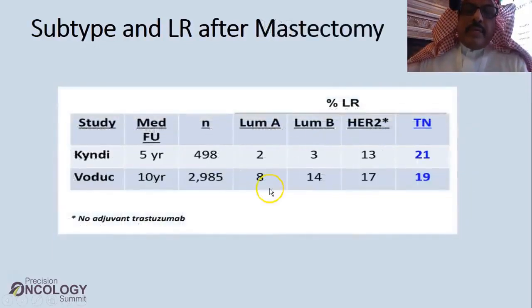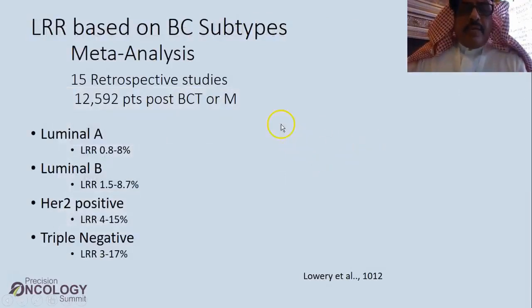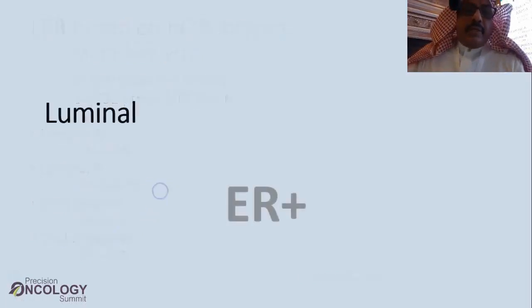A similar pattern was seen post-mastectomy also, that the luminal disease have very low risk, and the triple negative is the bad one. And of course, these are the recurrences before the use of trastuzumab. There is also a big meta-analysis of 15 retrospective studies over 12,000 patients post-conservative surgery or mastectomy, also looking at the same issue, and it confirmed the same findings, that the local recurrence in the luminal type is much lower than the triple negative. Okay, so there is a relation between the breast subtypes and the local recurrence.